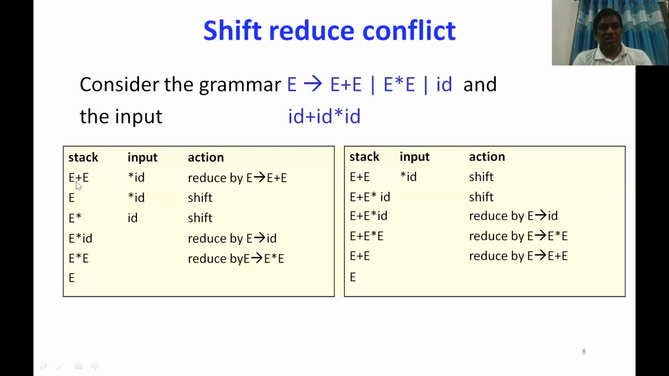So for this situation, the stack has E plus E and the input has star id. I have two options: either reduce, or shift the input. Which one to use is the conflict. Either shift star onto the stack, or reduce E plus E by capital E. This is called shift reduce conflict.